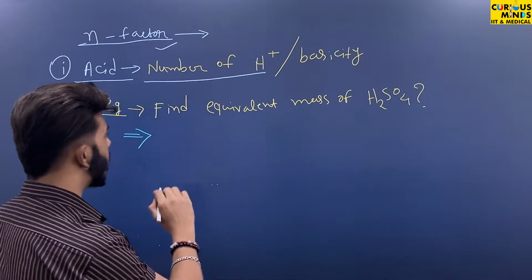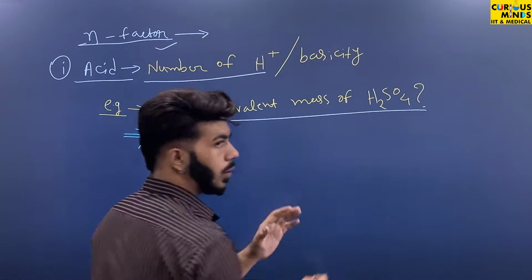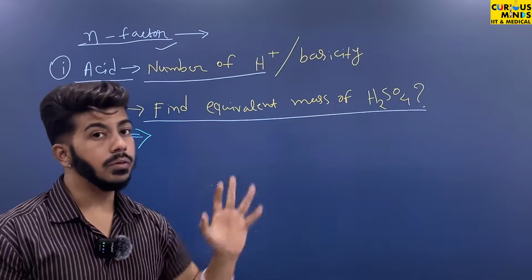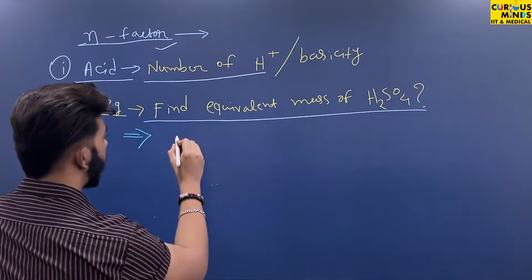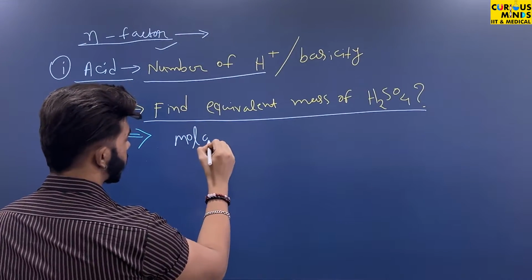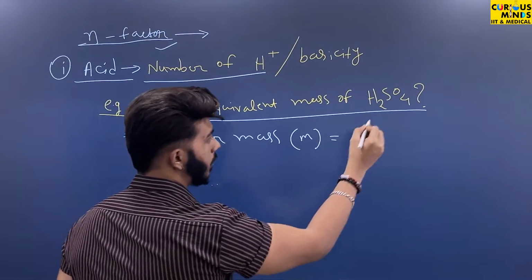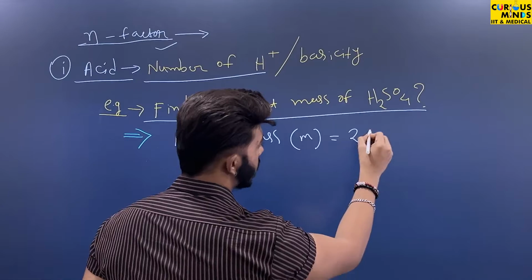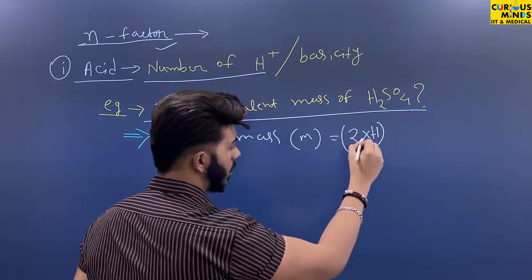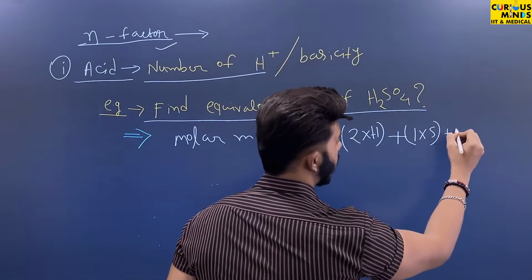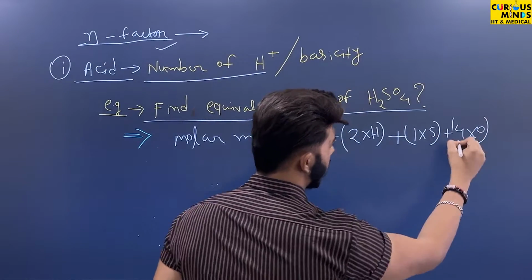So if I talk about the acid, it will be the number of H plus, or we can say basicity. As for example, there is a question. Just look at the question. Find equivalent mass or equivalent weight of sulfuric acid. Now first, let's find the molar mass. Molar mass, that is capital M of sulfuric acid. क्या होगा? 2 times hydrogen, that is atomic mass of hydrogen, plus 1 into atomic mass of sulfur, plus 4 into atomic mass of oxygen, right?